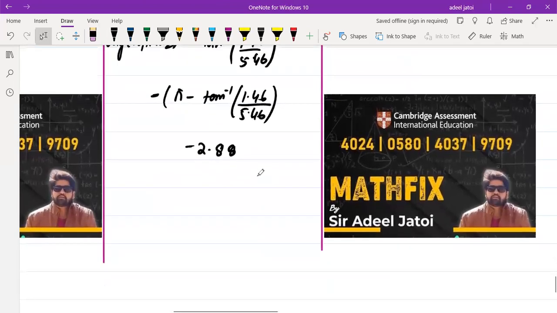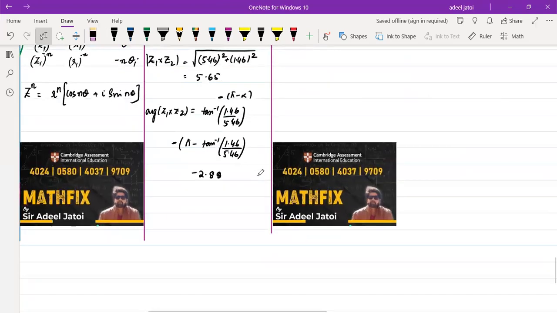So if I need to write this in the trigonometric form, Z1 multiplied by Z2 should be 5.65 cos negative 2.88 plus iota sine negative 2.88. So this is the form to write it in the trigonometric way.